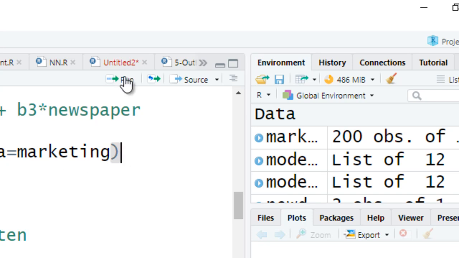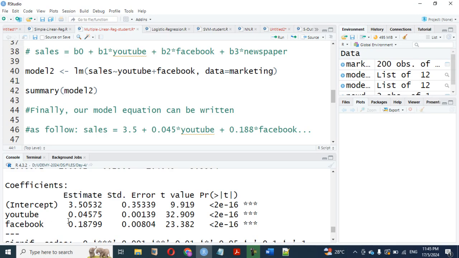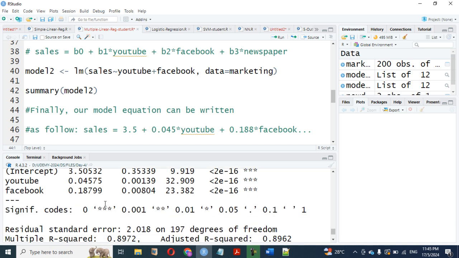If you run this line again, we can see the changes. So we have YouTube and Facebook only now, which show that both YouTube and Facebook are highly significant, which means both of them yield high sales when the advertisement is invested on them. All right, so they bring about high sales.